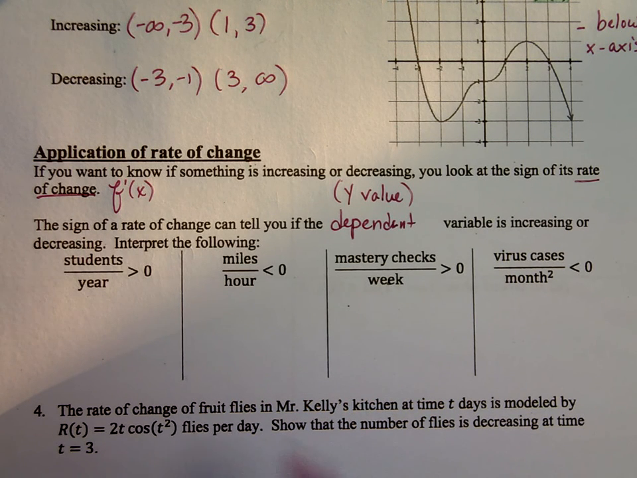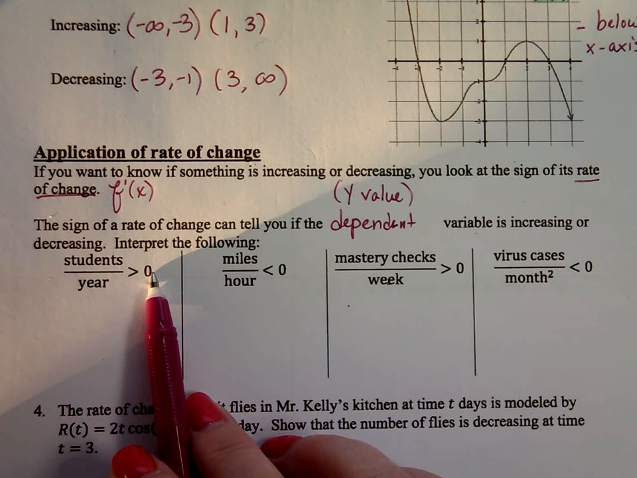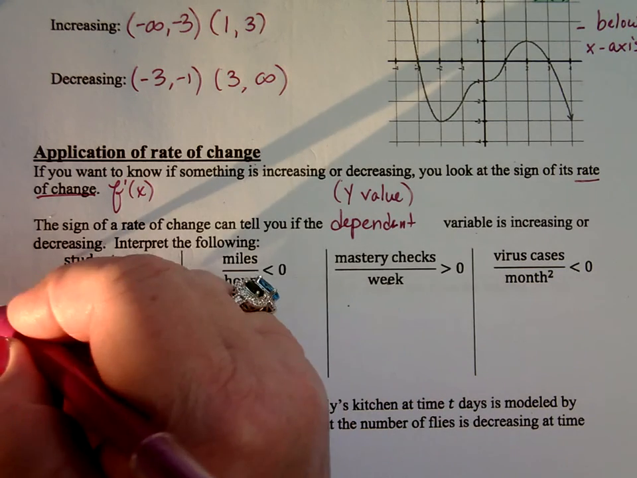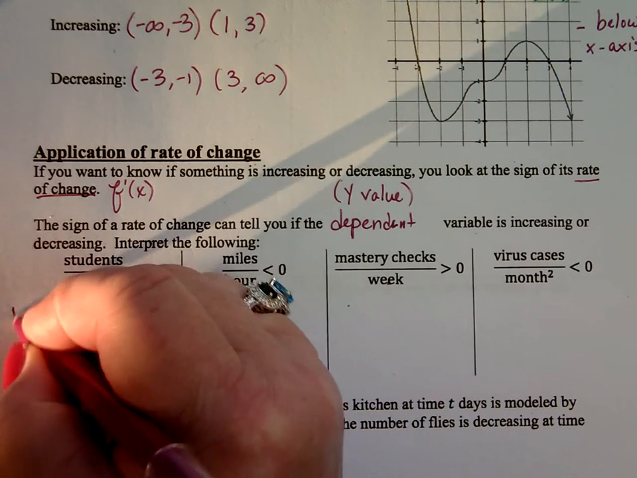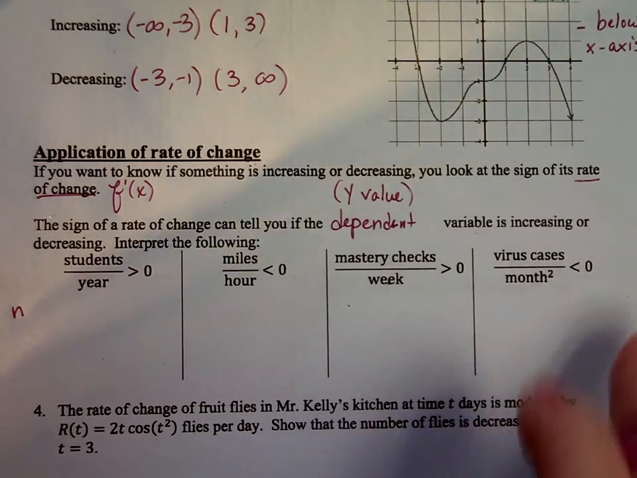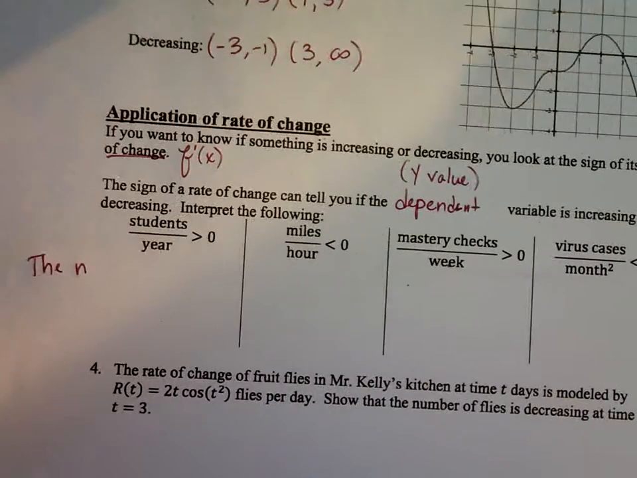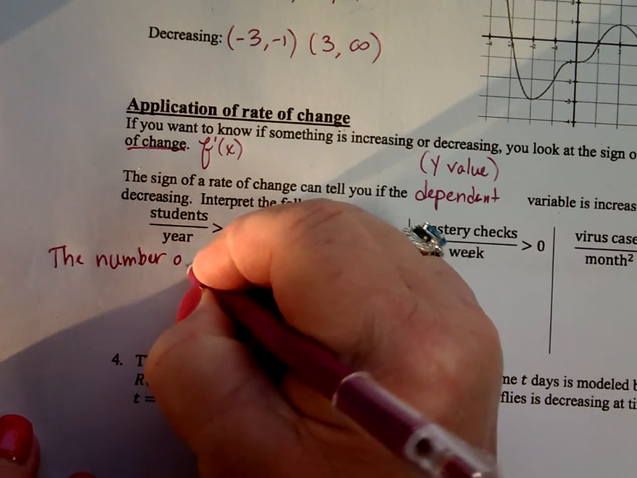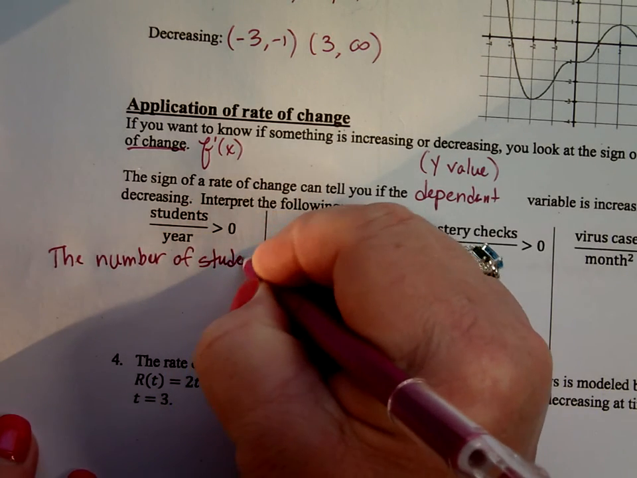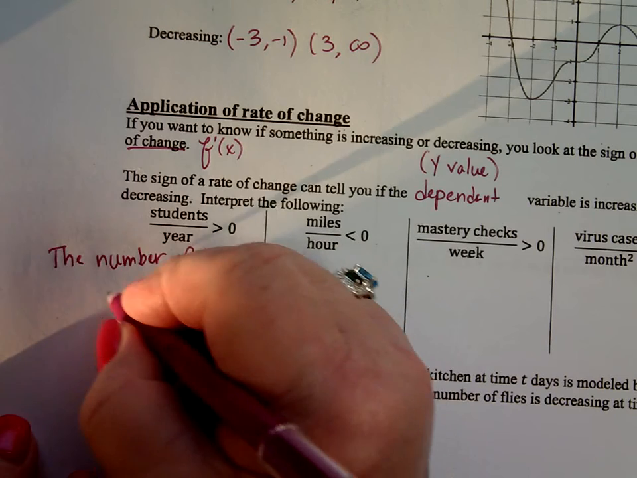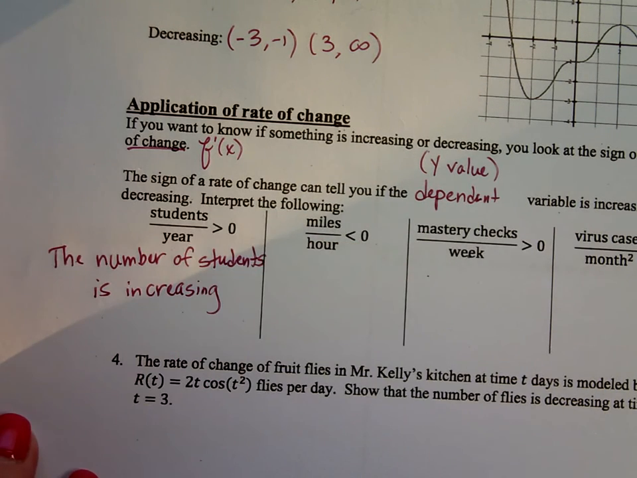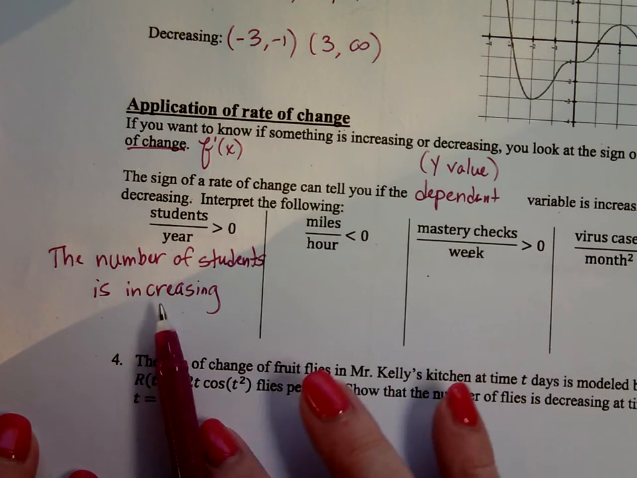My students per year is greater than 0. So would that be an increasing situation or a decreasing situation? Greater than 0 is increasing because it's positive. So you would say the number of students is increasing. They're just asking you interpret the following. Are these increasing or decreasing situations?